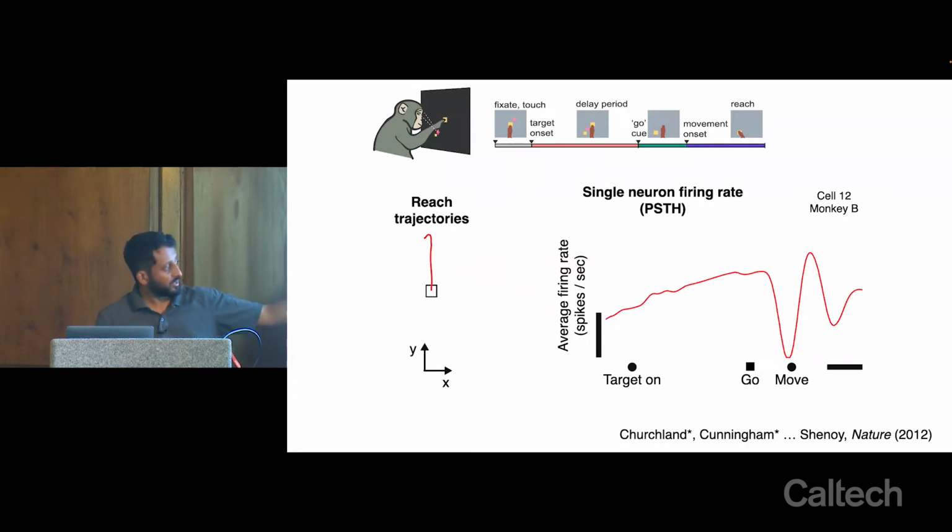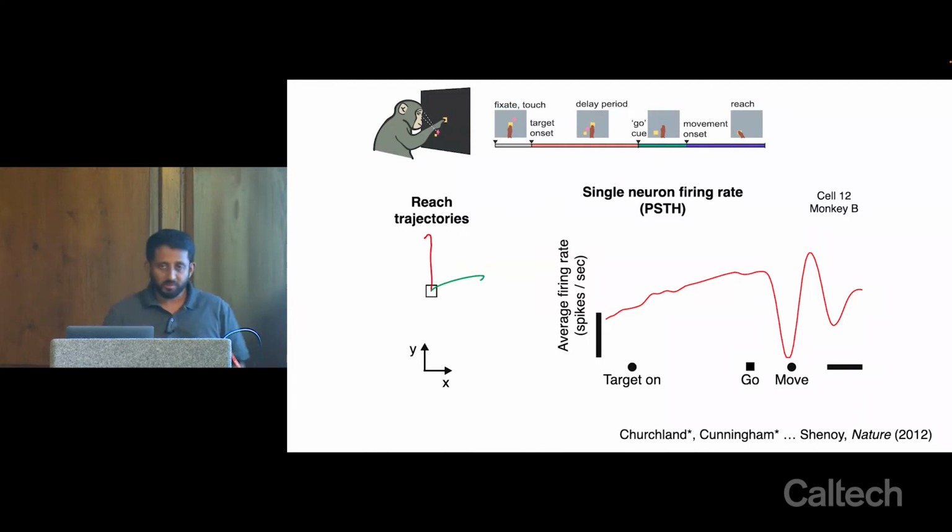You can see when the target comes on, this is the delay period. So the monkey knows what it's about to do, but it doesn't actually make the movement until it gets that go cue. You can see the activity ramp up gradually. And then when the monkey gets the go cue, when it needs to actually initiate the movement, you see this rapid change in the firing rate, which might be triphasic here. Okay, so that's for reaches up.